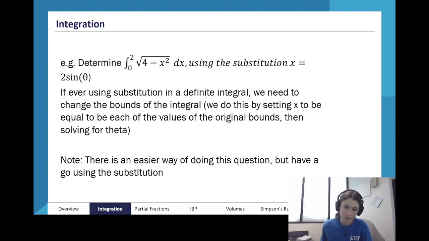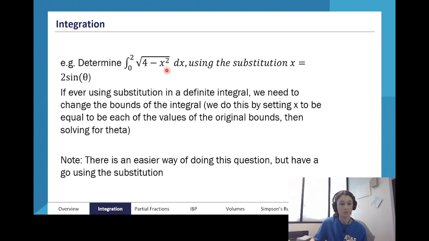Before we actually get into the rest of this question, I'll just explain the thinking behind this example, because I think that's the hardest part of it. The thinking is that we have this 4 take x squared in a surd, right? So we can't integrate this straight up.